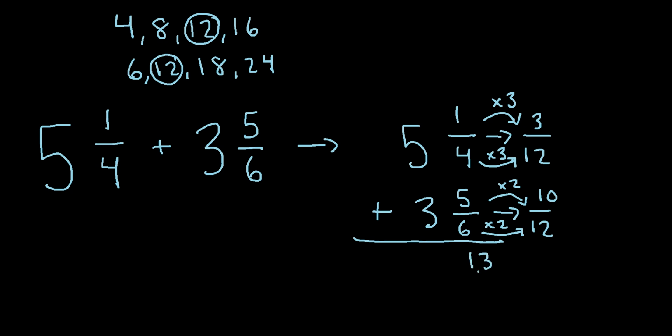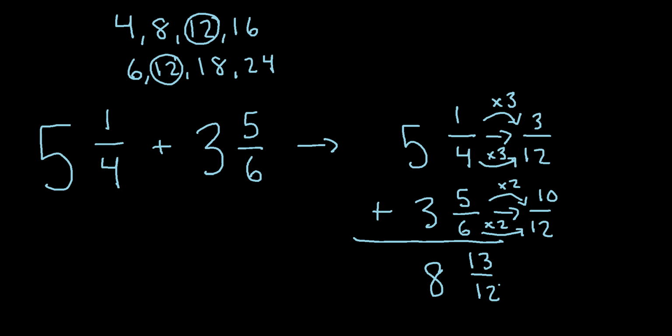So let's write that right here. And then we'll move over to the whole numbers. We have 5 plus 3, which is 8. So we have 8 and 13/12. Now we'll notice that this right now is an improper fraction, meaning the numerator is greater than the denominator. So let's convert that to a mixed number.